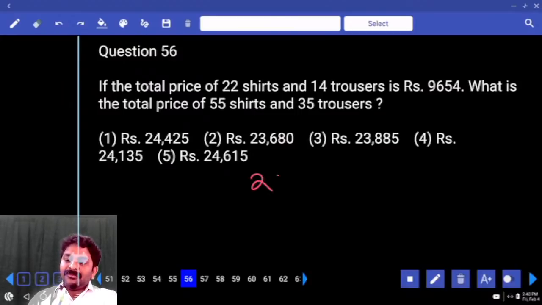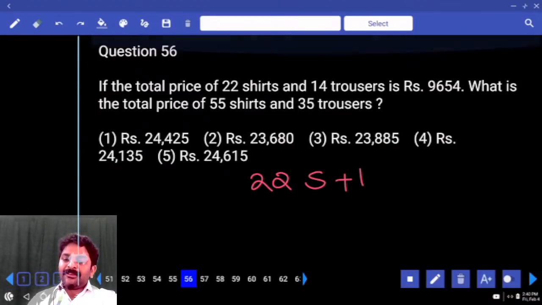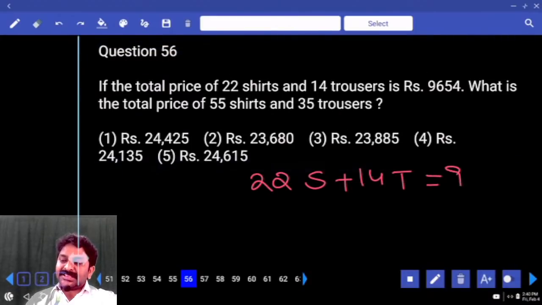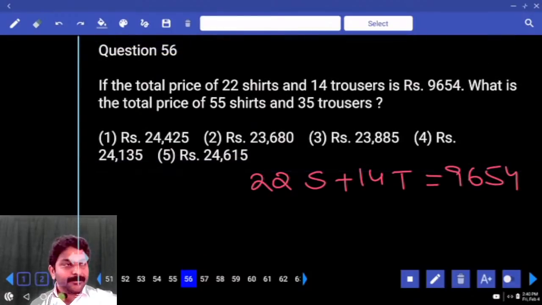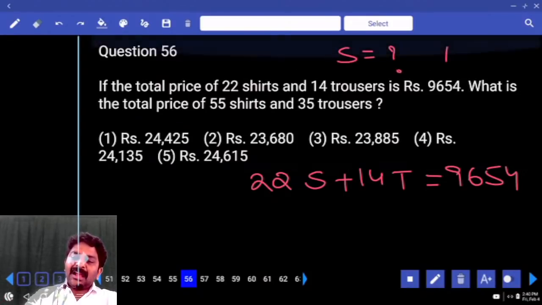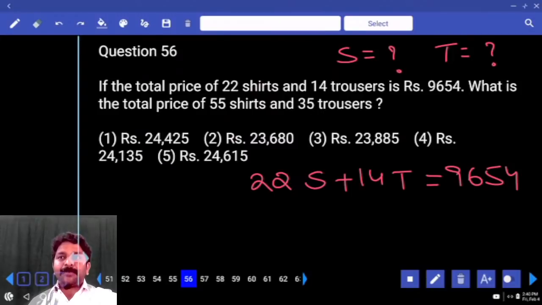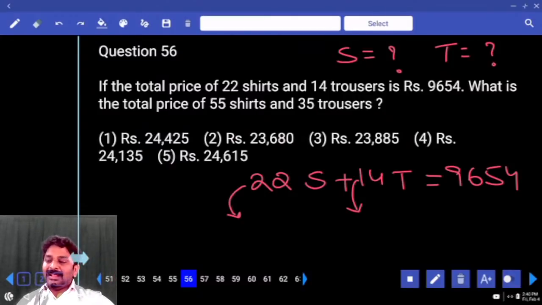Because we have 22 shirts and 14 trousers whose price is 96.54. There is only one equation, but two variables. Using this, getting the shirt price and trouser price is not possible. If you have a number of shirts which is 2 times 22 and trousers which is also 2 times 14, because the number of shirts and trousers both just doubled, our price also becomes double.